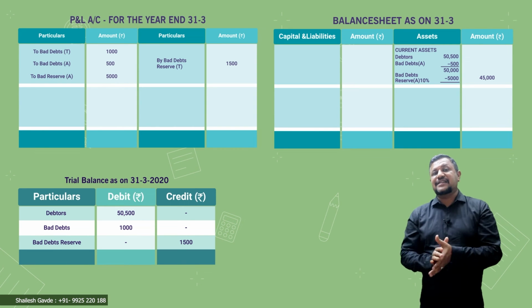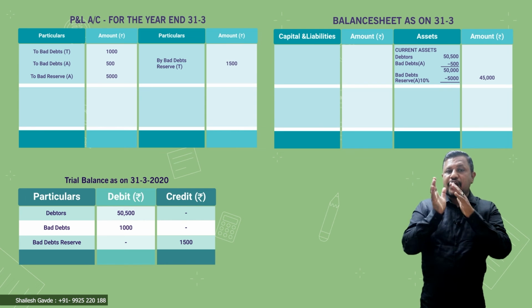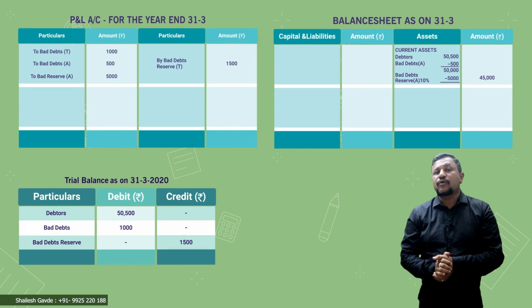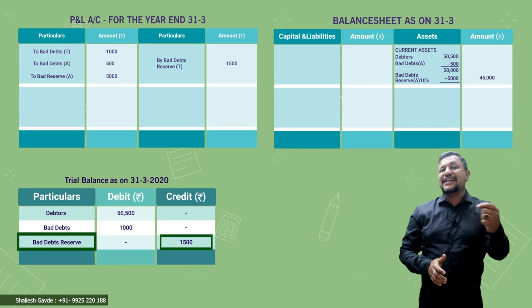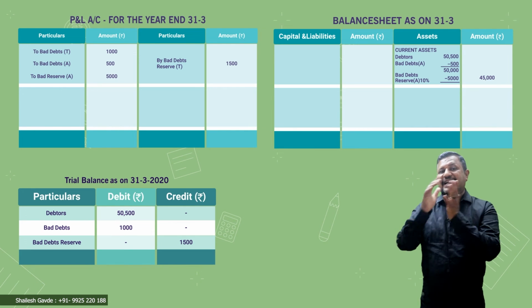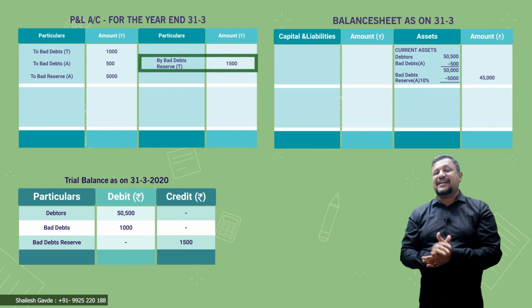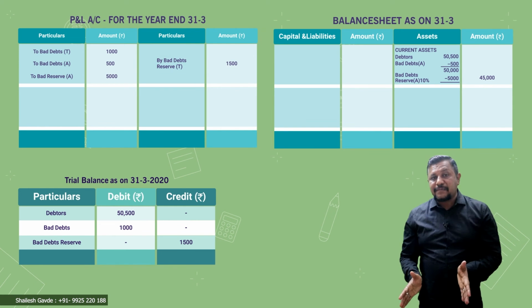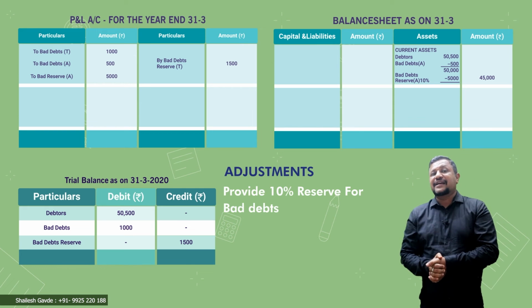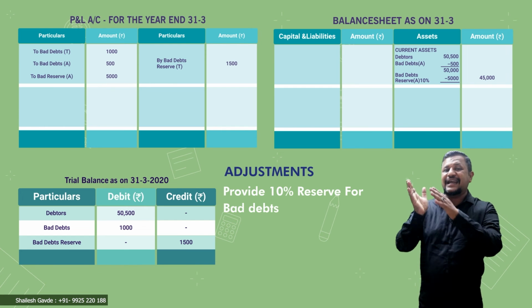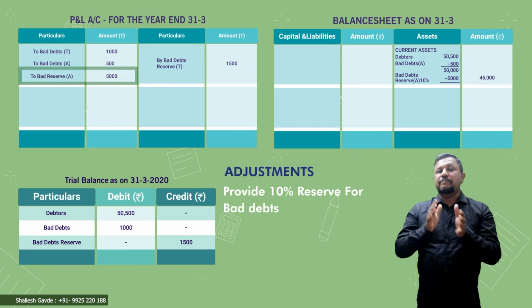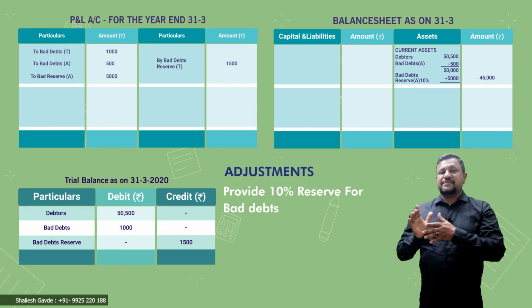Now students, the year in which you create bad debts reserve, in that year it becomes an expense, and hence it is debited in profit and loss account. So bad debts reserve given in trial balance is on credit side and is posted in profit and loss account, credit side, whereas bad debts reserve given in adjustment, it becomes an expense of current year, so it gets debited in profit and loss account, debit side, to bad debts reserve adjustment.